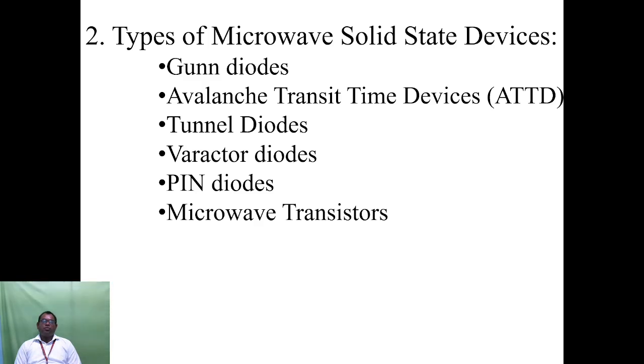Similarly, we will discuss the solid state devices. In solid state devices, we use different devices like Gunn diode, avalanche transit time devices, also called ATTD, tunnel diodes, PIN diodes, varactor diodes, and microwave transistors. These are the different types of microwave solid state devices used in microwave applications.